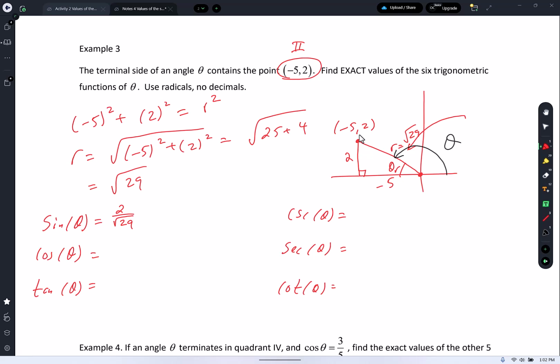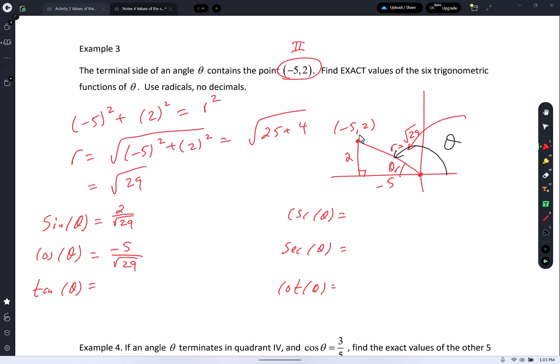All right, cosine. What's adjacent? Use the reference to help you out. -5, and then the hypotenuse? There it is. See? Say it again. No, unless they tell you. Delta Math is going to tell you to rationalize. I am perfectly fine with that.